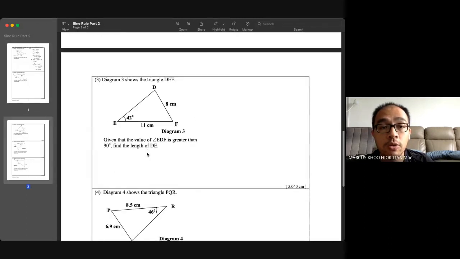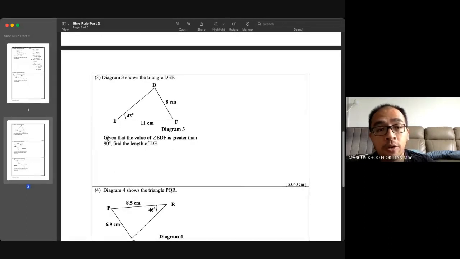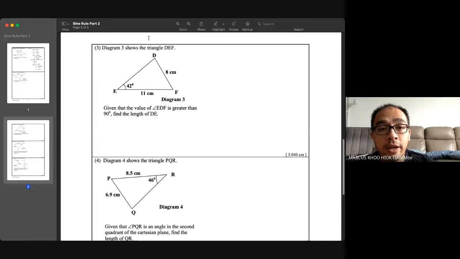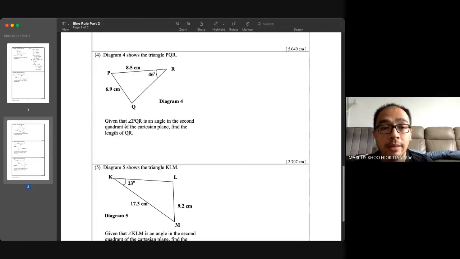Question 2 also is like that. Question number 3: given the value of EDF is greater than 90 degrees. Greater than 90 degrees also means obtuse angle. So if you printed this out, please mark down here: this is an obtuse angle. Obtuse angle means what? So please know.